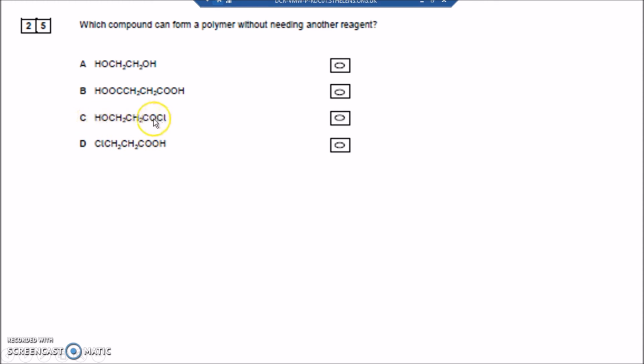So I need to know what kind of groups will bond together in a condensation reaction. Well, a carboxylic acid and an OH will form a polyester, or I could have an acyl chloride group such as this COCl with an OH, which would form a polyester as well. Instead of releasing water, like a carboxylic acid group and an OH, it will release HCl as white steamy fumes, but it will form a polyester. Or I could have had a COCl or a COH with an NH2 to form a polyamide with an amide link, but C will work.